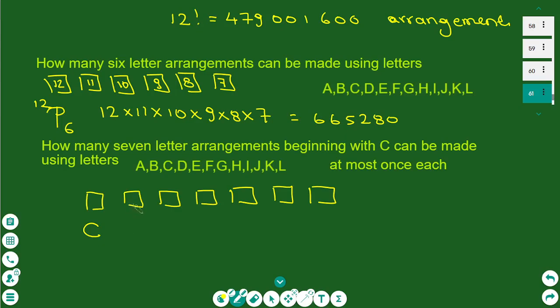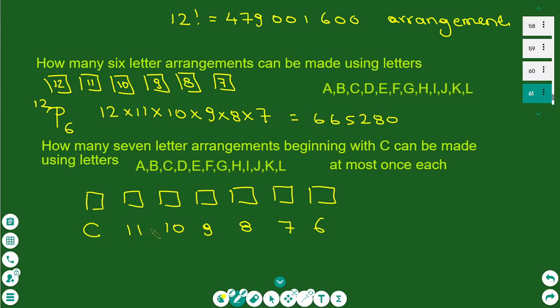But how many options we have for the second digit? 11 options. How many options we have for the third digit? 10 options, because I cannot select the same letter. How many options we have for the fourth digit? 9. How many options for the following digit? 8. For the following digit, 7 options. And for the following one, 6 options.